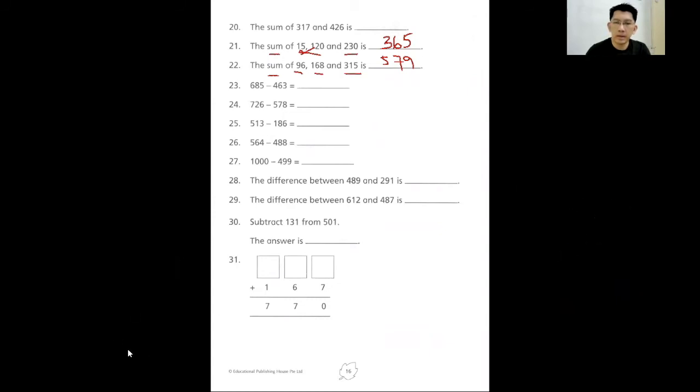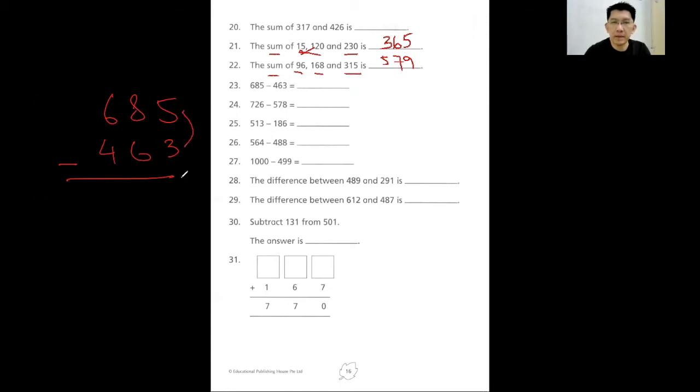Okay, now let's do number 23. Number 23, 685, 463. Okay, now this is not addition anymore. Look at that. This is a subtraction. That is a subtraction. So that's a minus sign here. Okay, always pay attention because if you put a plus sign, then it's going to be a totally different kind of question altogether. Okay, this is a minus operation, we call it a subtraction operation.